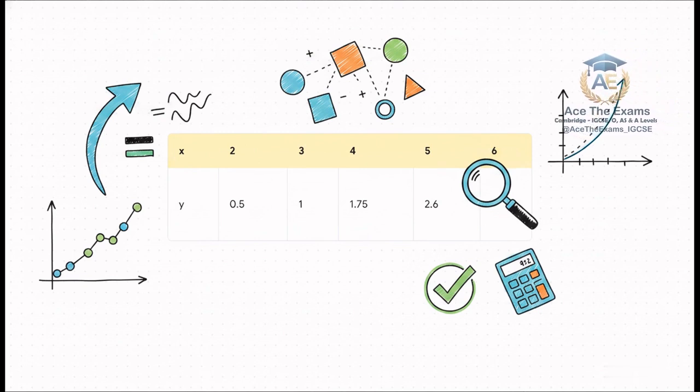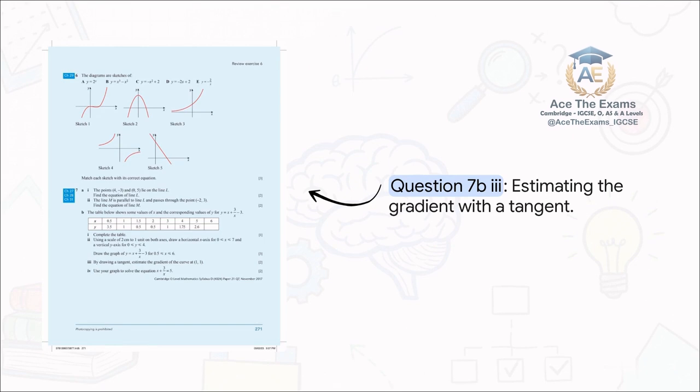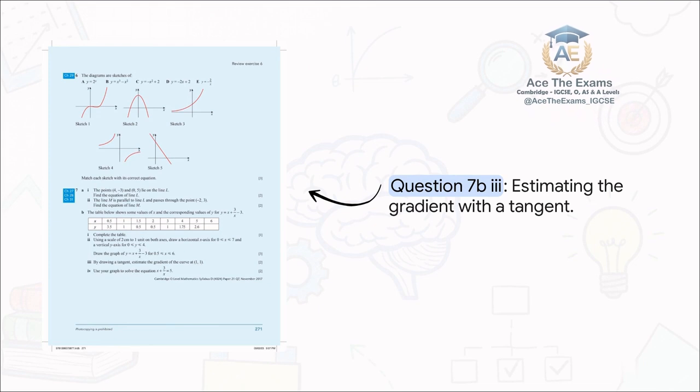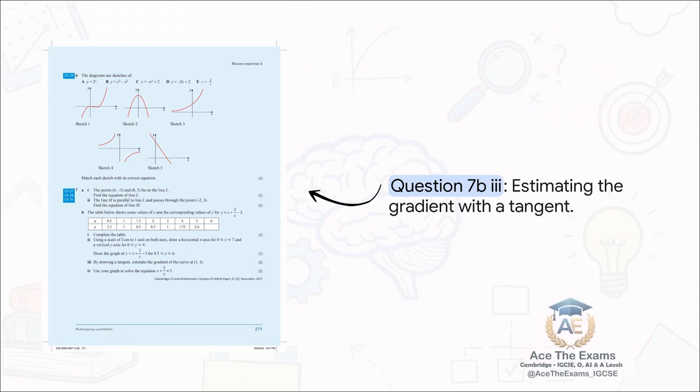No panic, just precision. To conclude our complete walkthrough of this exam paper, I really want to examine question 7b, part 3. It gives a very specific command: estimate the gradient of the curve at the point 1, 1. Here is the massive trap that so many students fall straight into.